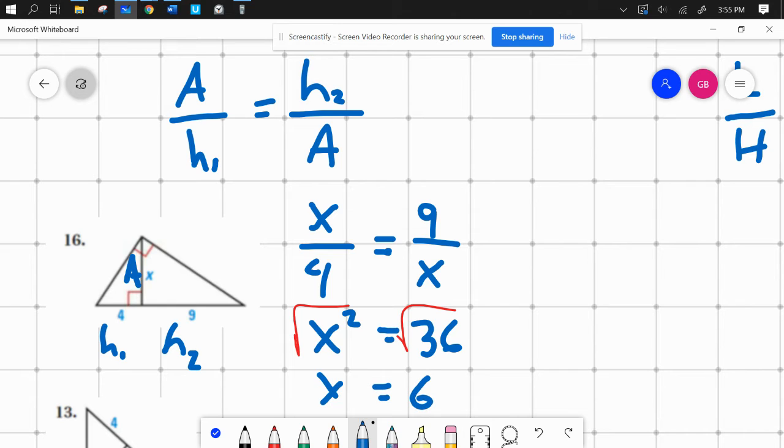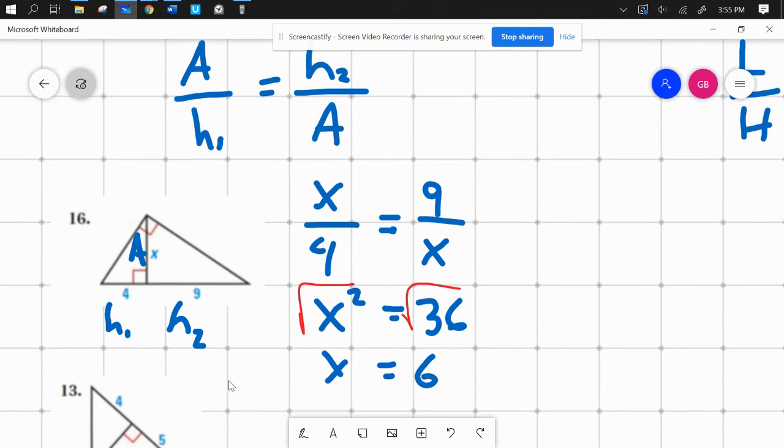So if you recall from the beginning of the chapter, the geometric mean is when you multiply two numbers, in this case 4 and 9, and then you take the square root of those numbers. So the altitude is the geometric mean of the two hypotenuse segments. Let's look at another example.